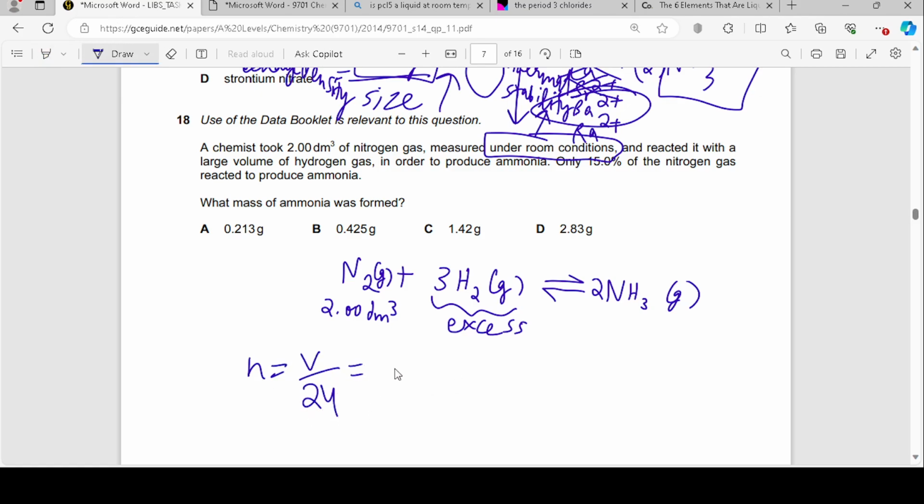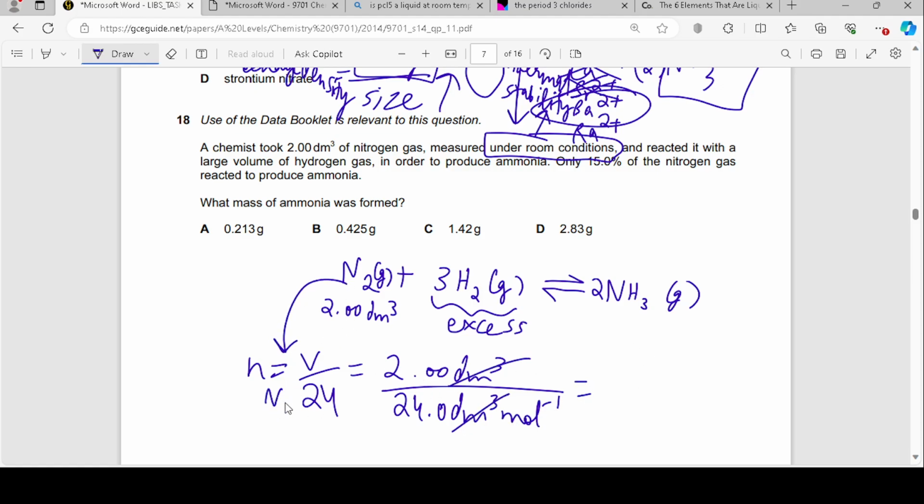So my volume is 2.00 cubic decimeters over 24.0 cubic decimeters per mole. So what's going to be my moles of nitrogen? Basically, that's what I'm trying to find out right now. So that'll be 2 over 24, which is simply 1 over 12.